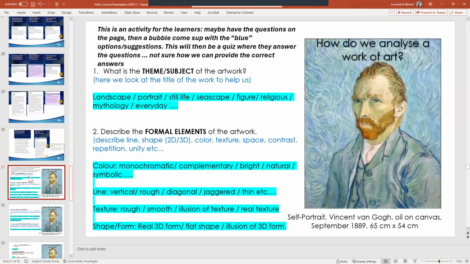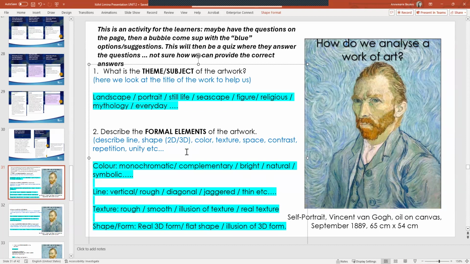There is a way of looking at things, and we always have to talk about the theme or the subject. Learners don't always understand that. How do we look at that? I've just put it here in blue. We normally look at the title. The title helps us. On the right-hand side, it says Self-Portrait, Vincent van Gogh. That in itself will give you an idea of what the theme or subject matter will be.